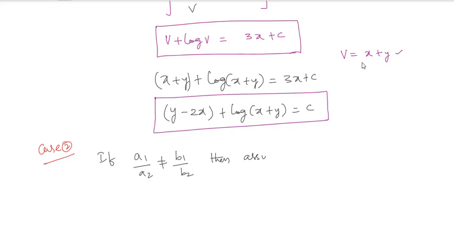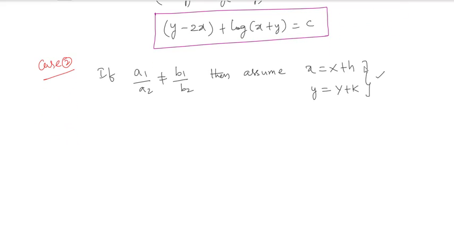Then assume small x as capital X plus h and small y as capital Y plus k. These two you people have to assume and you have to continue with that process. Am I right or not? What will we get here? My differential equation is dy by dx is equal to a1x plus b1y plus c1 divided by a2x plus b2y plus c2.